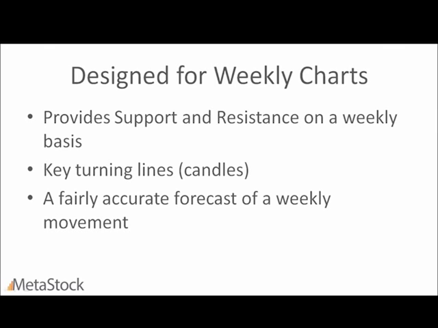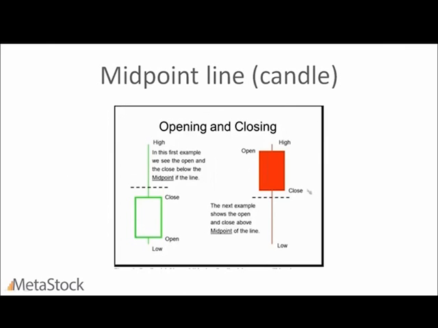And we base that off of where the market has been, and we're looking at a couple of things here. Now, first off, this system is built within Metastock automatically. So once you buy Metastock, everything is actually inside of it already. But this is a system designed for only weekly charts, since we are looking at a weekly overview. Now, it's going to give us support and resistance on a weekly basis. It's going to take a look at key turning lines or key turning candles, and it's going to give us that fairly accurate view of weekly movement.